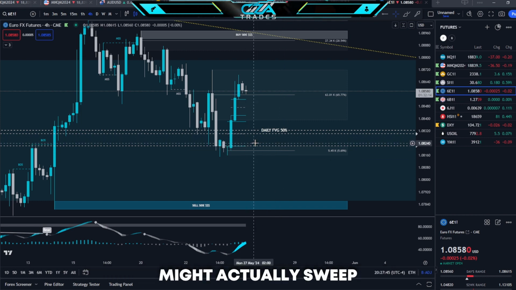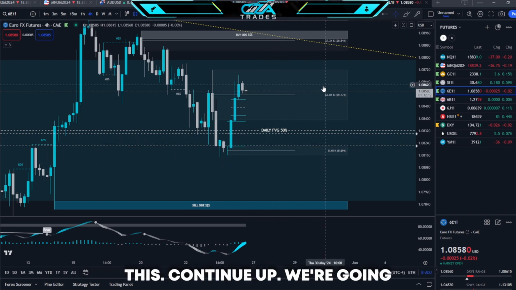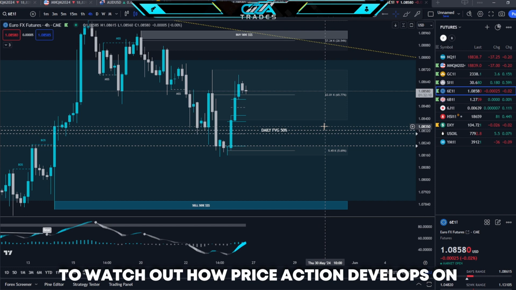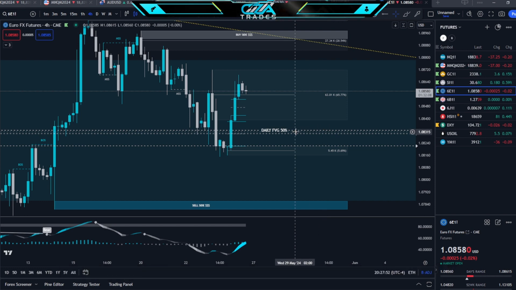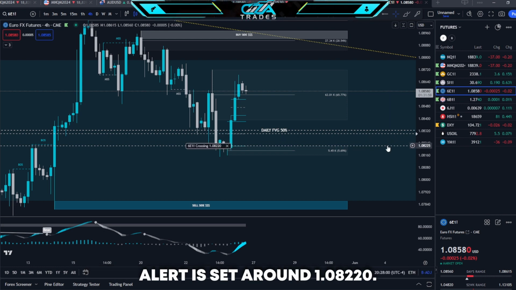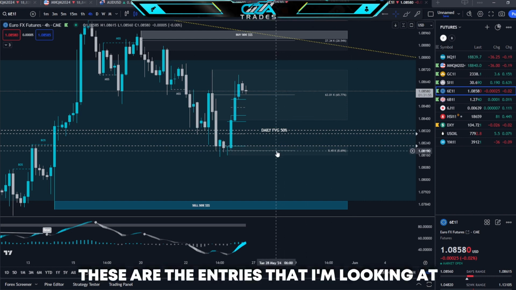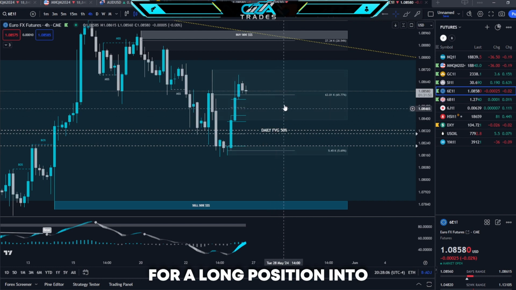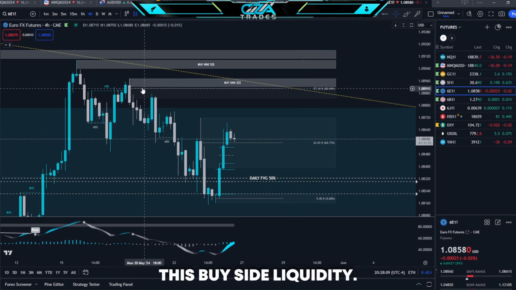This might actually sweep this and continue up. But we gotta watch out how price action develops on the lower time frames like the 5 and 15 minute. First alert is set at 1.08300. The second alert is set around 1.08220. These are the entries that I'm looking at for a long position into this buy side liquidity.